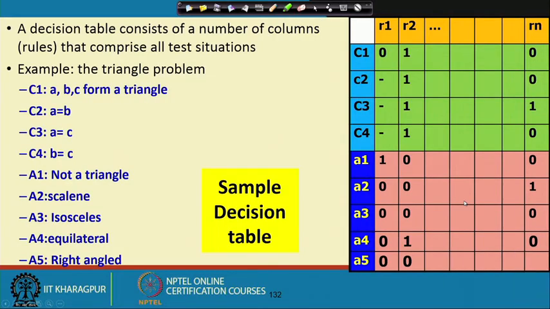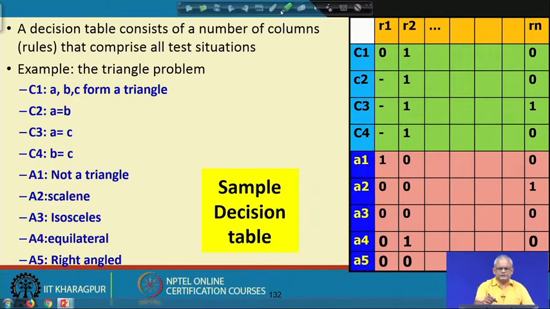Let us take a very simple example. Let us assume that we are trying to design the decision table based testing for a function called checkTriangle, which takes 3 integers a, b, c as its input, and the function will display whether the specific triangle is a scalene, isosceles, equilateral, not a triangle, and so on.